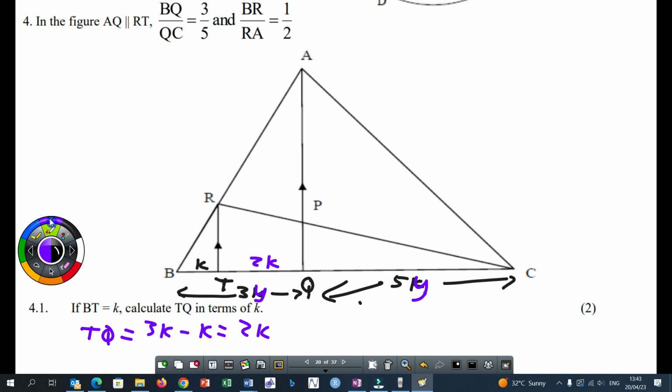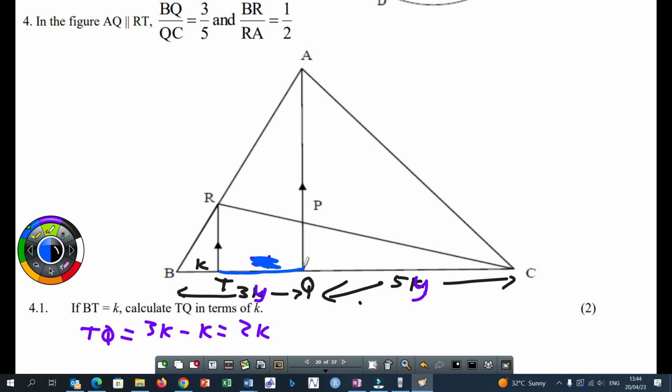I can't erase this now, so let me try to just cover it up. Yeah, I won't be able to. Okay, can I have your attention? What this means is if this length here, BT, is K, we don't really know the length of TQ in terms of K. So the only way is to use the proportion theorem.